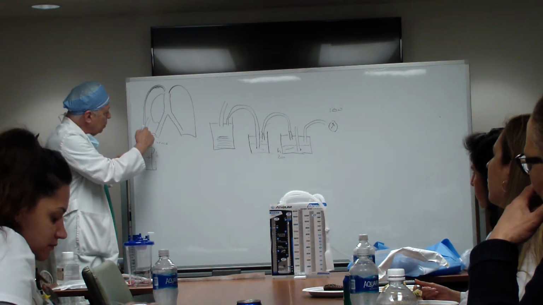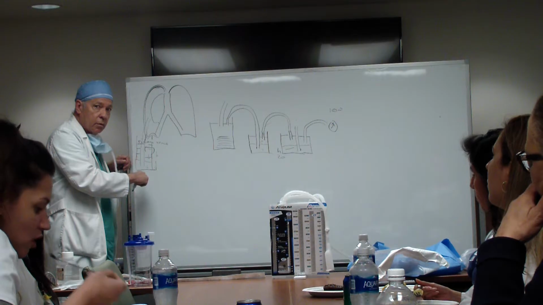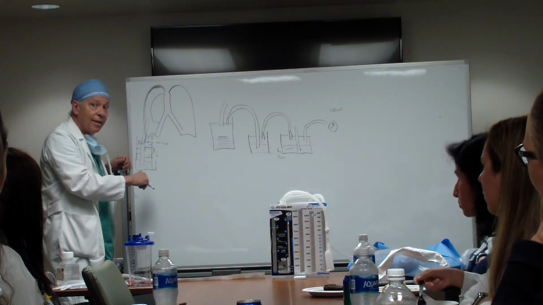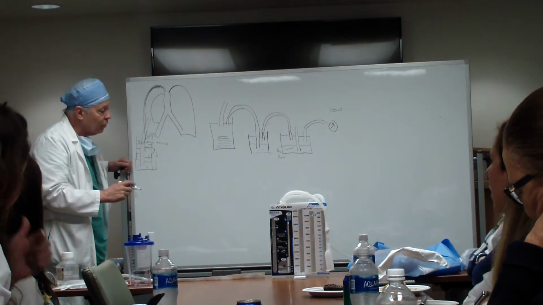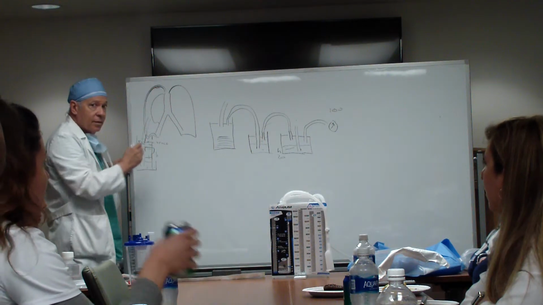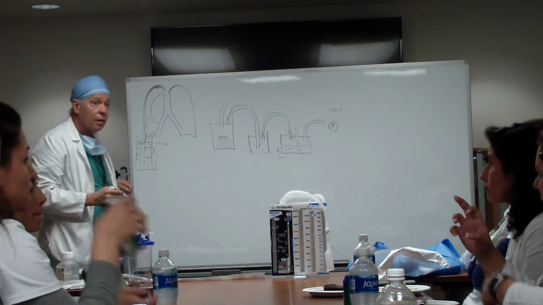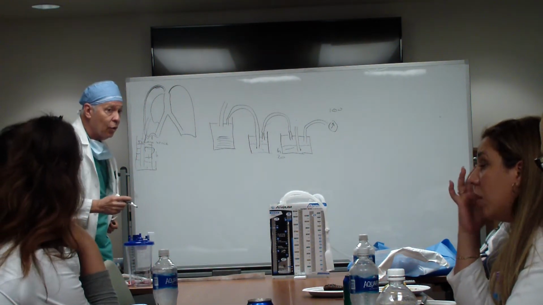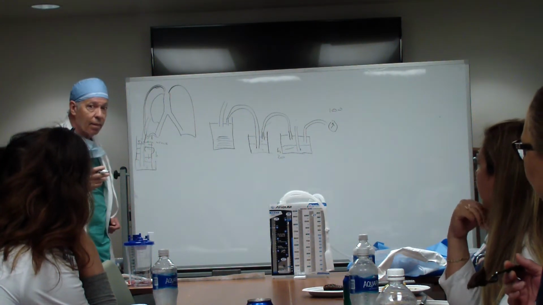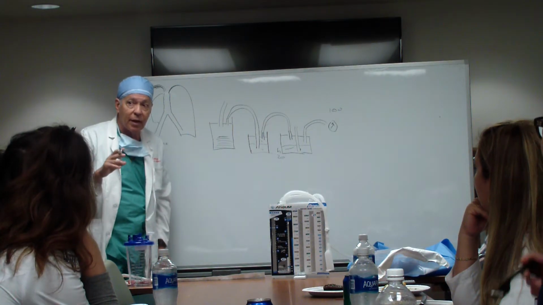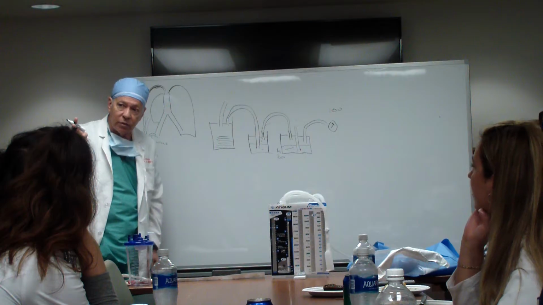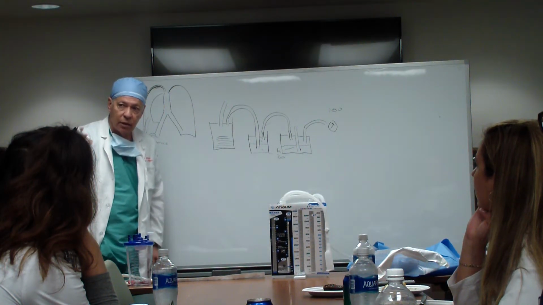And what happens then? The air will go back. The air is being produced here by the bullae. The lung cannot expand. The lung will collapse, and what happens? You can cause tension pneumothorax. Exactly, the concept of tension. What is a tension pneumothorax?